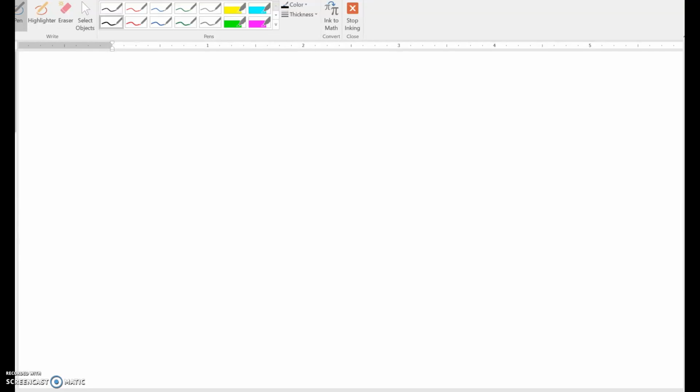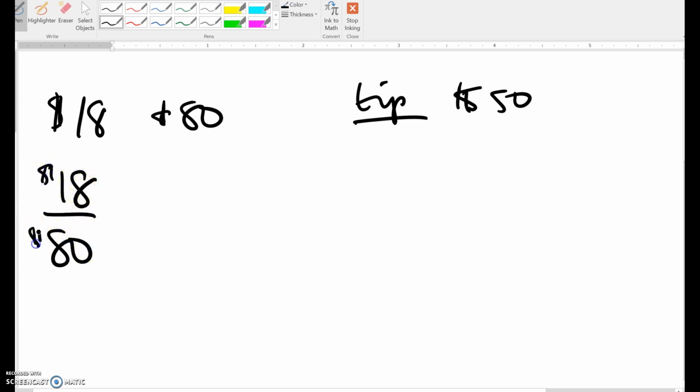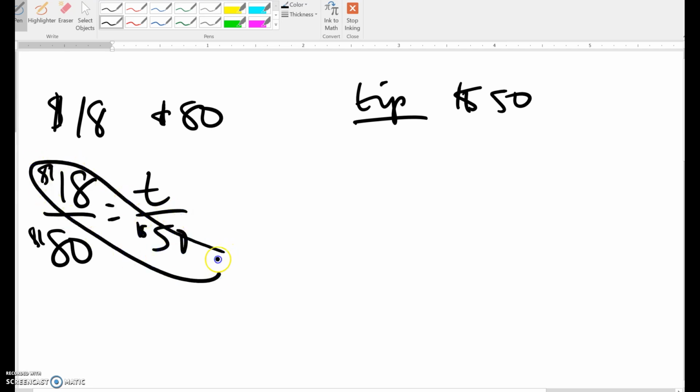All right, so question number 8 on the review is you have an $18 tip on an $80 meal, and then you're going to have another meal that's, say, $50, and you want to figure out the tip. And so you could do a proportion because you want to keep them proportional. So this tip over this meal should be the same as this tip on this meal. And you can cross multiply, which means that when you take 18 times 50, it's going to be the same answer as when you take 80 times t.